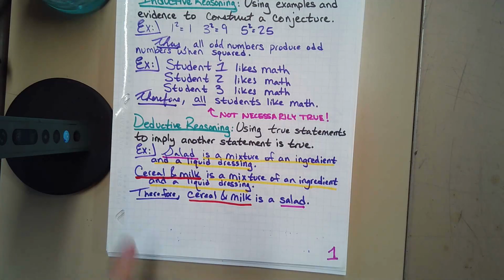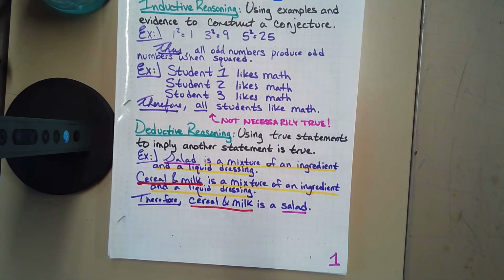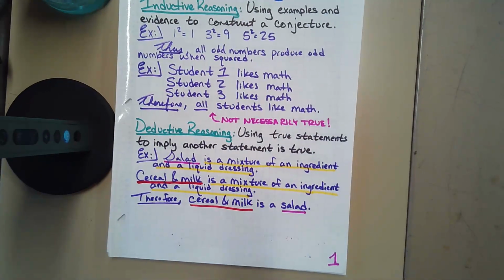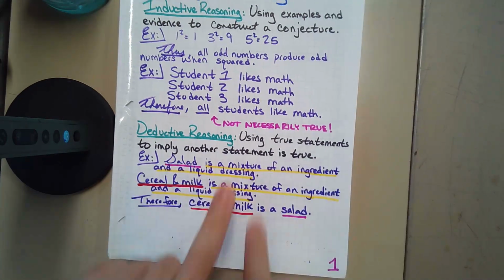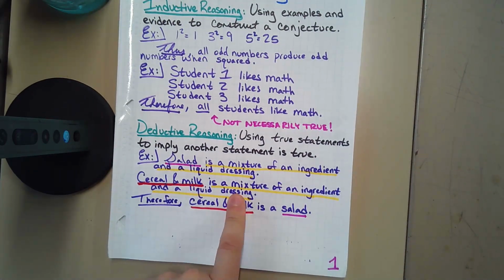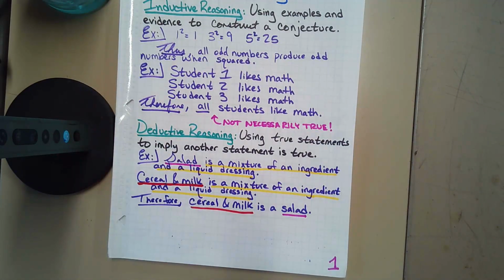Okay. Cereal and milk, that's in red because it's a new idea. And here's the definition, yellow. Cereal and milk is a mixture of an ingredient and a liquid dressing. You might disagree with that, but you're wrong, okay? It is. Now notice, both are yellow because they're both the same dumb thing. I didn't have to write this a second time. I could have done the quotations thing that we did before, right? Same dumb crap. Could have saved a lot of ink.